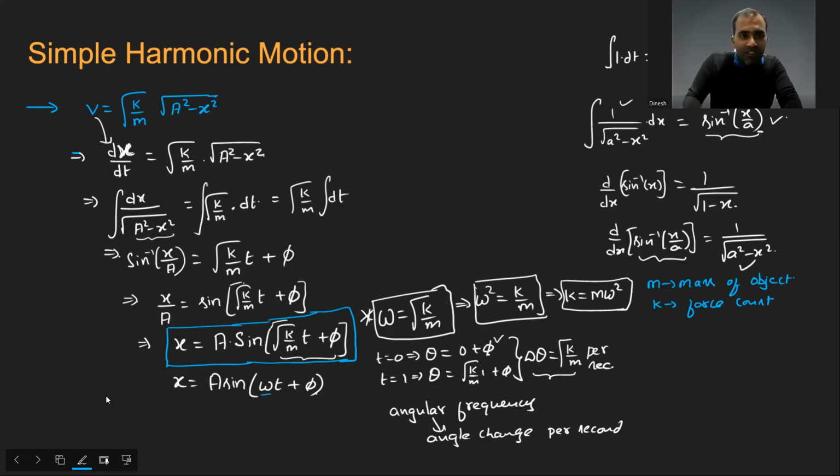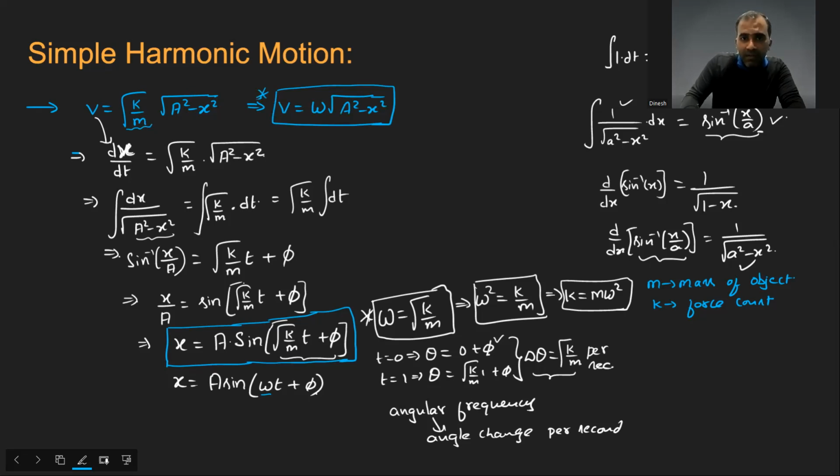Now, with the help of this, can we rewrite this one? See, can we write it as omega into root of a square minus x square? It is easier to remember, right? Can we write v equal to omega into root of a square minus x square? Is that fine? Instead of root of k by m, I'm just writing omega.